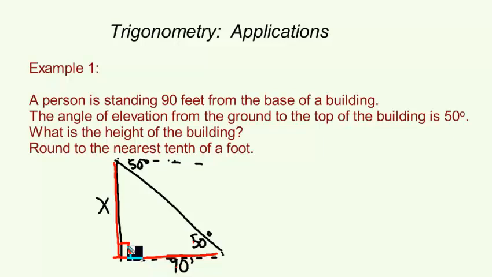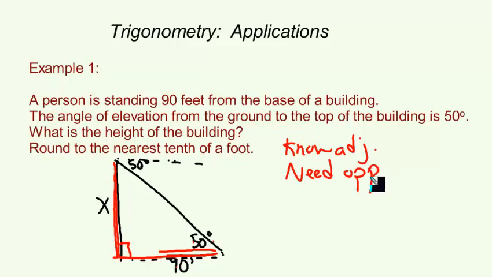So again, we are given an angle. We know its adjacent side. We need its opposite side. And because of that, if adjacent and opposite are involved, we're dealing with tangent, because tangent is opposite over adjacent. It's the tangent of a 50-degree angle. That's the angle we're working with.